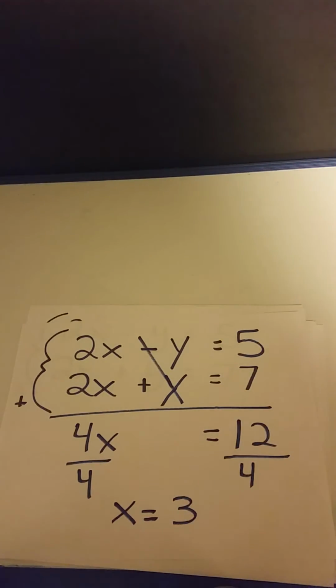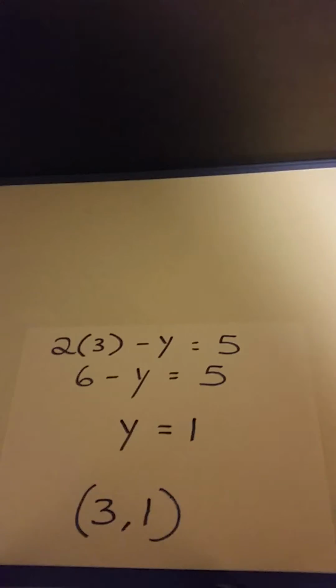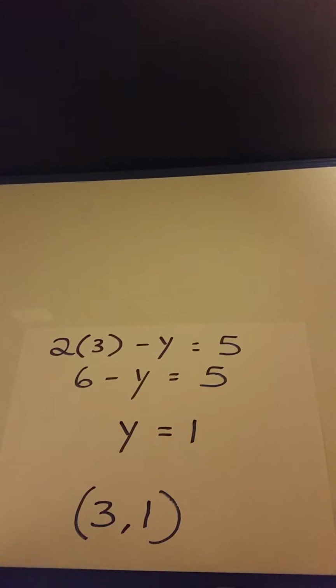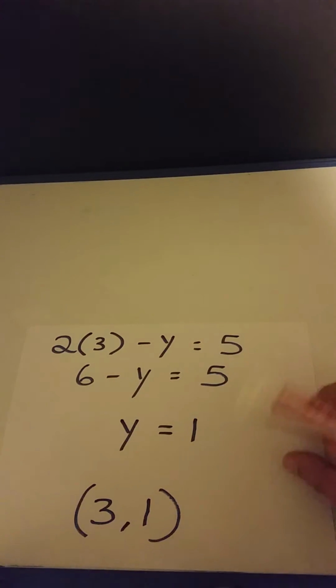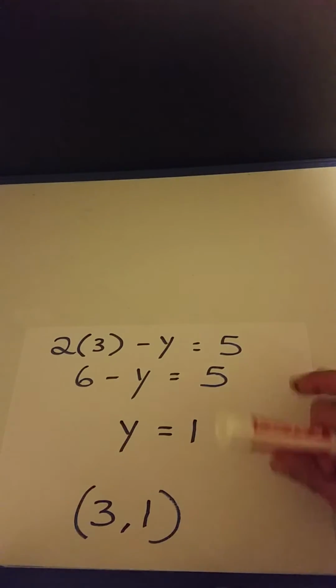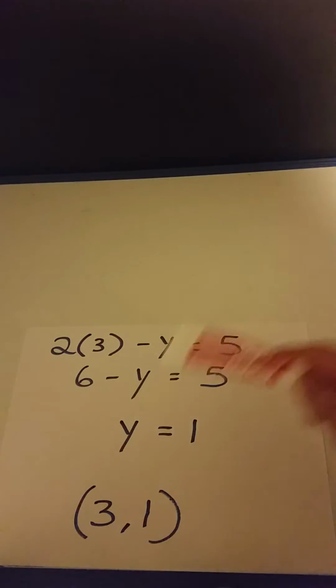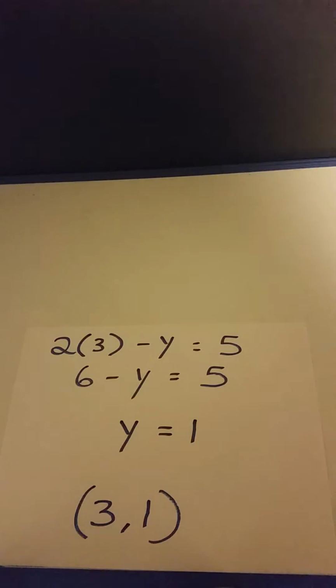So now we know that x is 3. We're going to plug in x in the equations to get y. Okay, so we want to plug in what x is. 2 times 3 is 6. 6 minus y has to equal 5. Well, we can see y is 1. So now we know that the solution is 3, 1, but we still need to check.